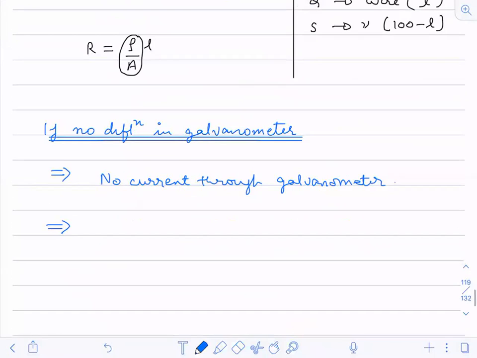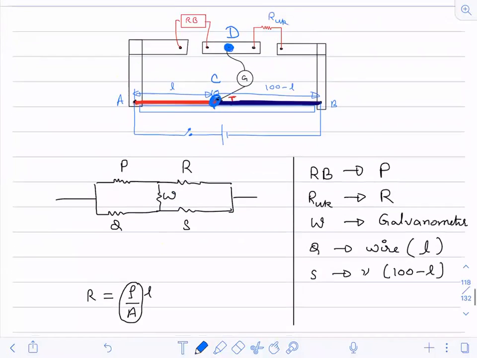Okay, so potential of C and D are same. If there is no deflection in the galvanometer, what you will do actually, just see here.